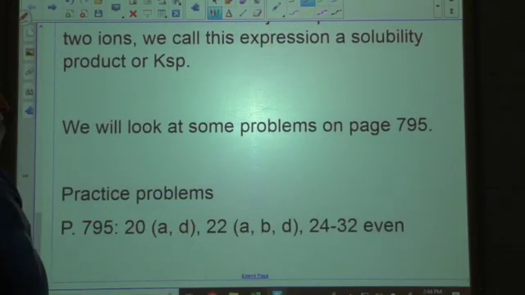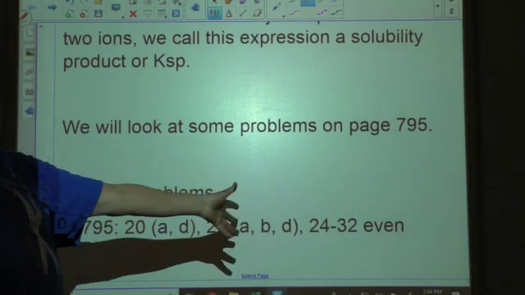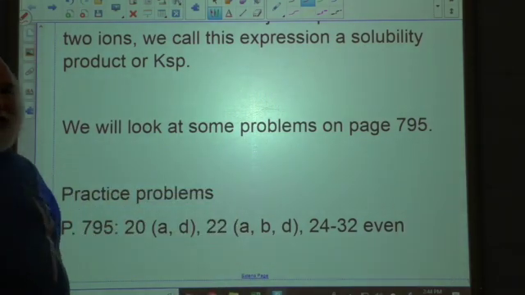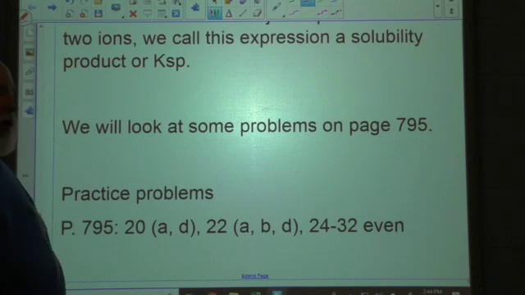Page 795, those even number problems, the odd numbers that I did. You're going to have some fun, I know it. Better than those stinking titrations, don't you think? You'll see, it's not bad. Have fun.